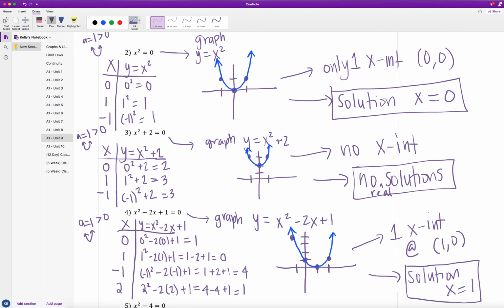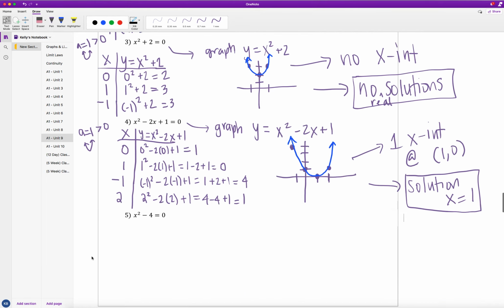So although example 4 looked a little bit more complicated to start with, we were able to graph it fairly easily. It just took a couple more points there to really see the shape. So it's important to keep in mind what direction this is facing so that you have a good idea of if you have enough points or not.